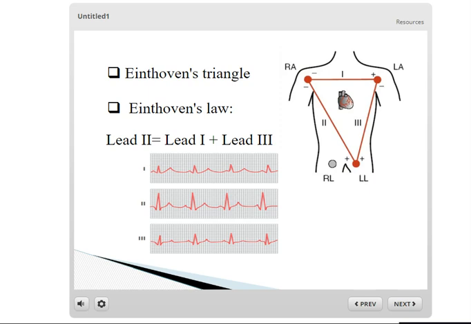As a summary, Einthoven's triangle represents the frontal plane of the heart's electrical activity. The three limb leads are arranged in a triangular configuration, and Einthoven's law states that the potential difference between any two limb leads is equal to the sum of the potential difference between the other two limb leads.